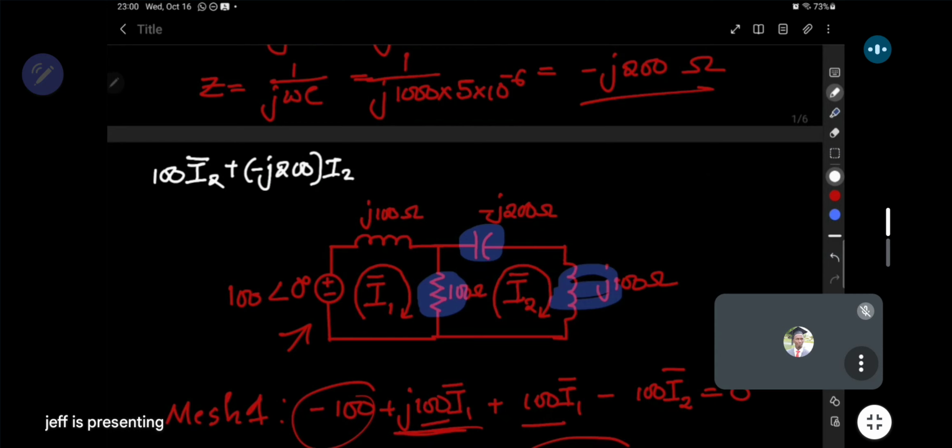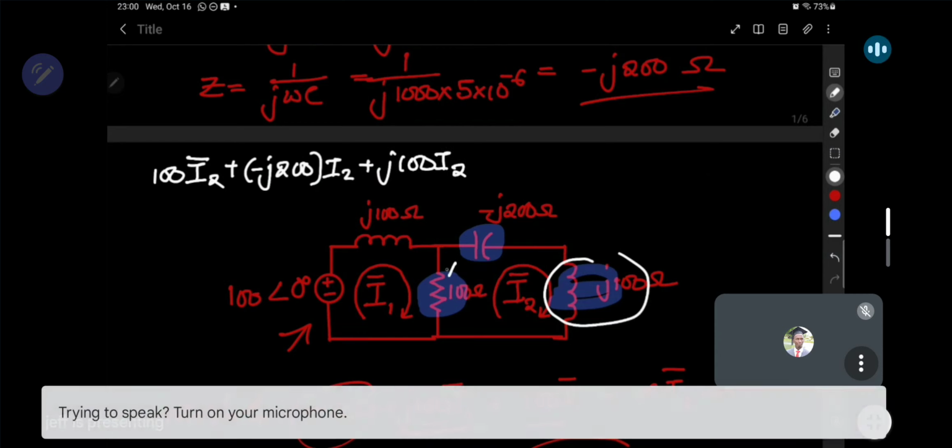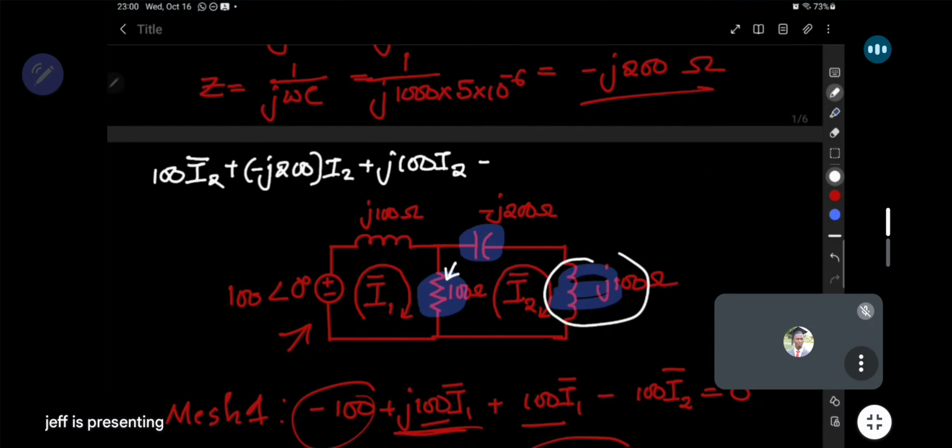Then we move on to the next one. This one here, also affected by I2, so we have plus J100 multiplying I2. But this one here was shared. We added it, now we'll subtract it. But in subtracting it, we'll multiply it by the mesh current it was shared with, which is I1. So it would be multiplying I1. That was the last one, so equals to 0.